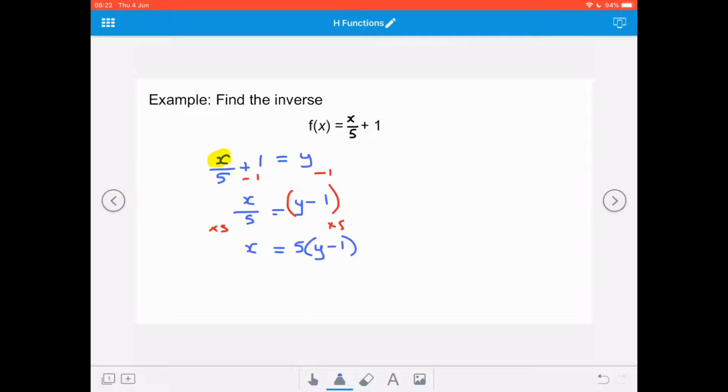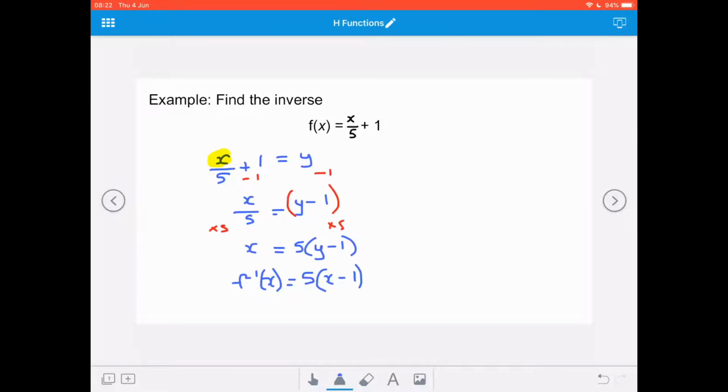And the final step is to change that to an f to the minus 1 of x. So our inverse function of x equals 5 upon, and then we're going to change the y to an x, minus 1. Now, I would always check that you've got the correct inverse function by substitution.